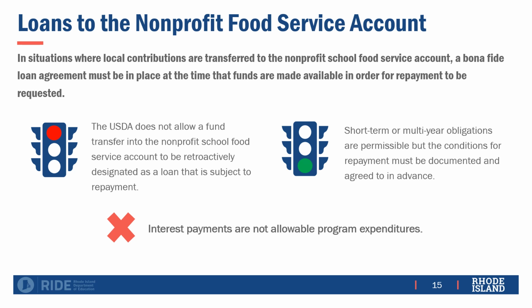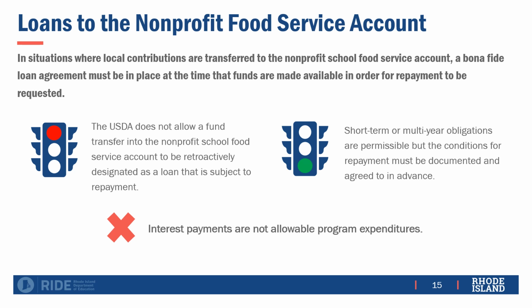In these situations, local contributions may be transferred into the nonprofit school food service account with no expectations or conditions for repayment, or the SFA may choose to designate local contributions as a loan to the program, which requires repayment at a future date. The USDA does not allow a fund transfer into the nonprofit school food service account to be retroactively designated as a loan subject to repayment in order to recover repayment of local contributions.